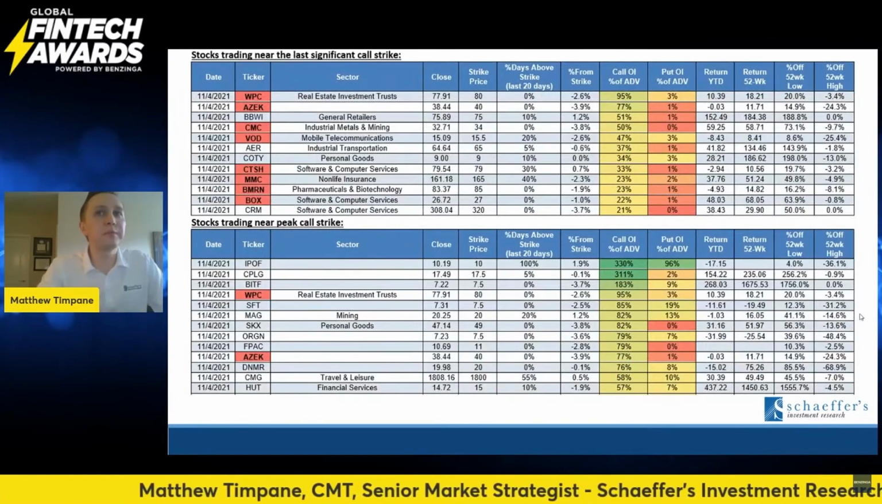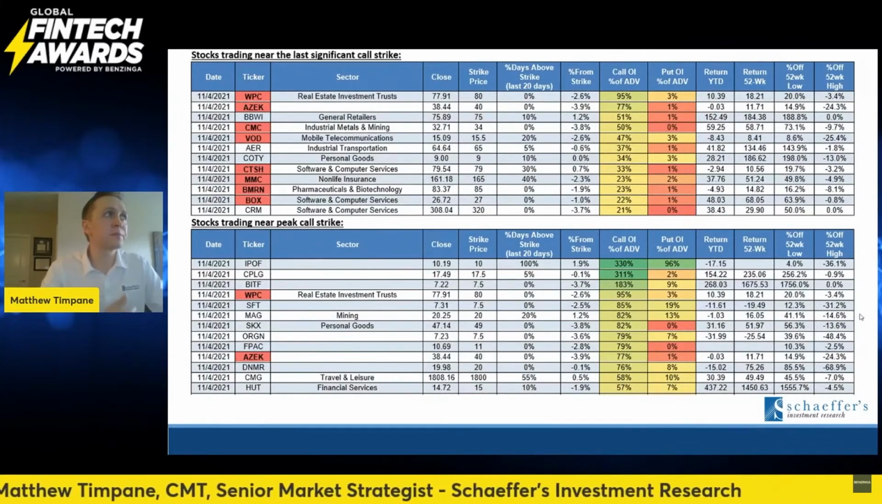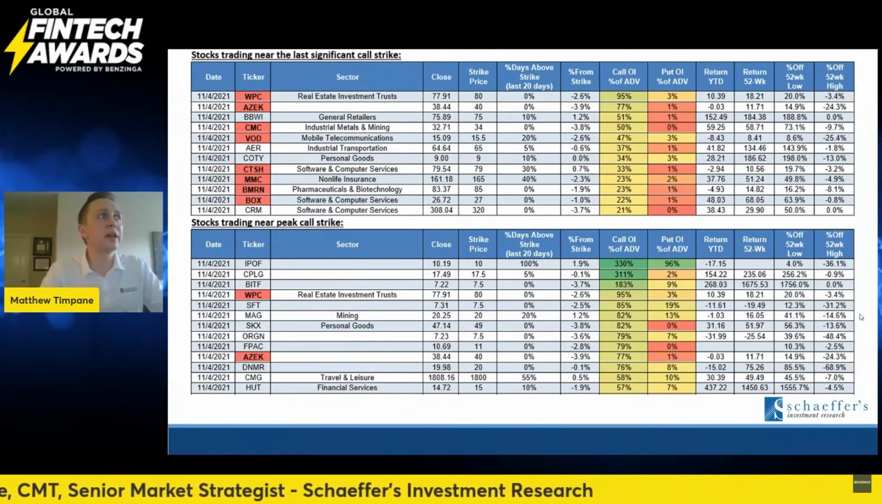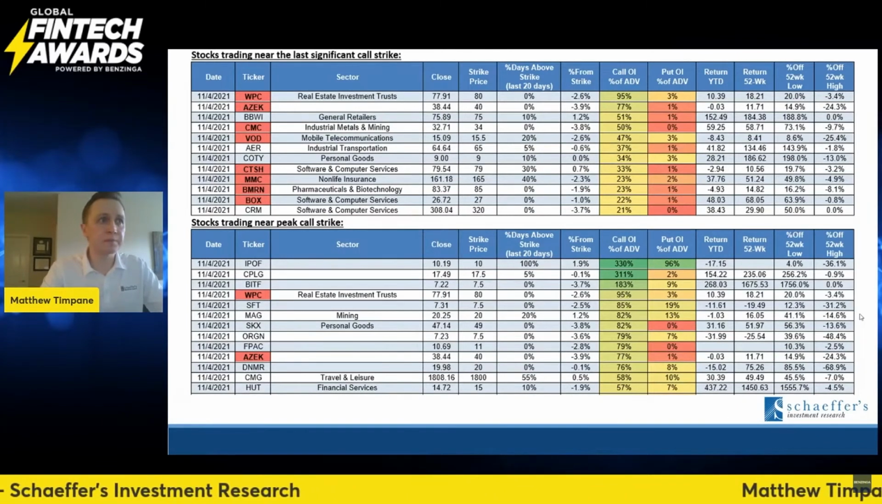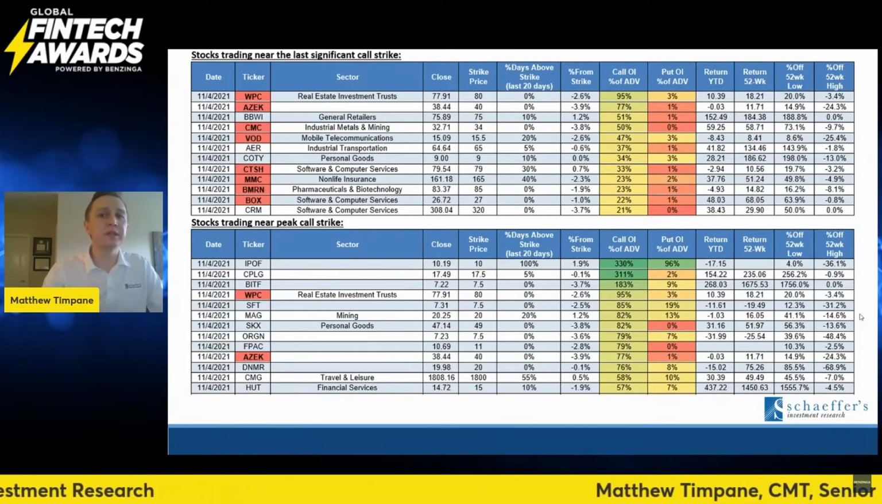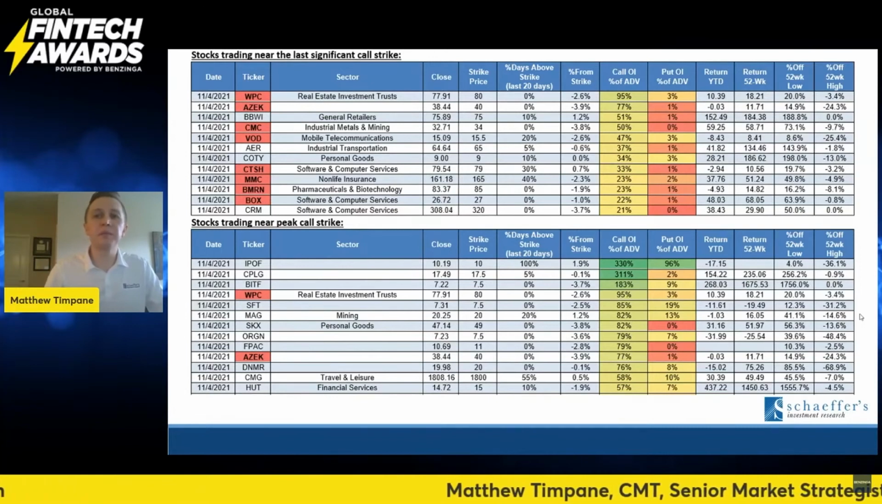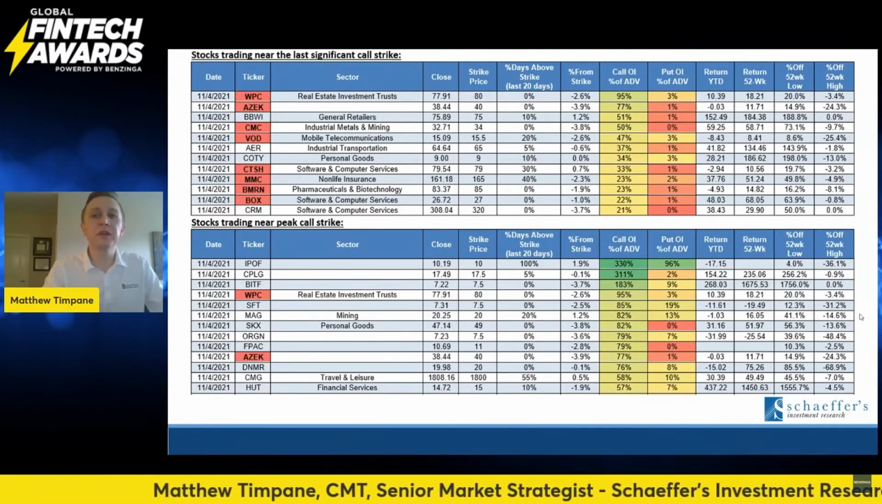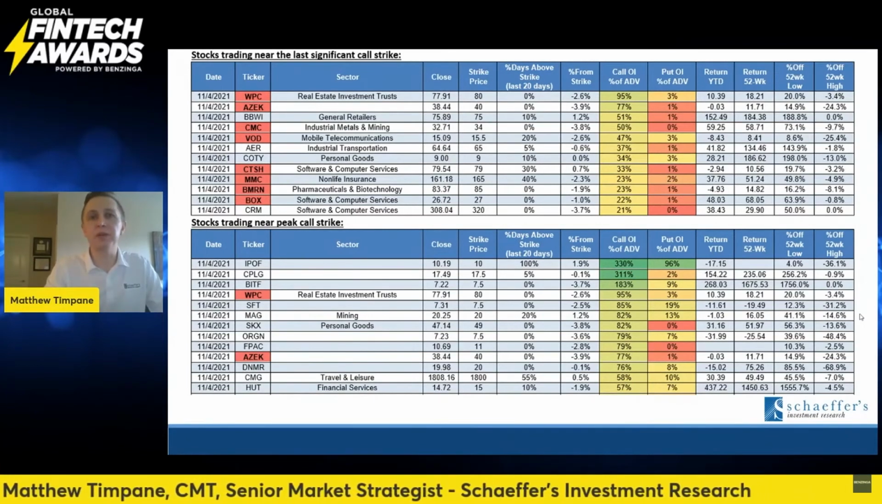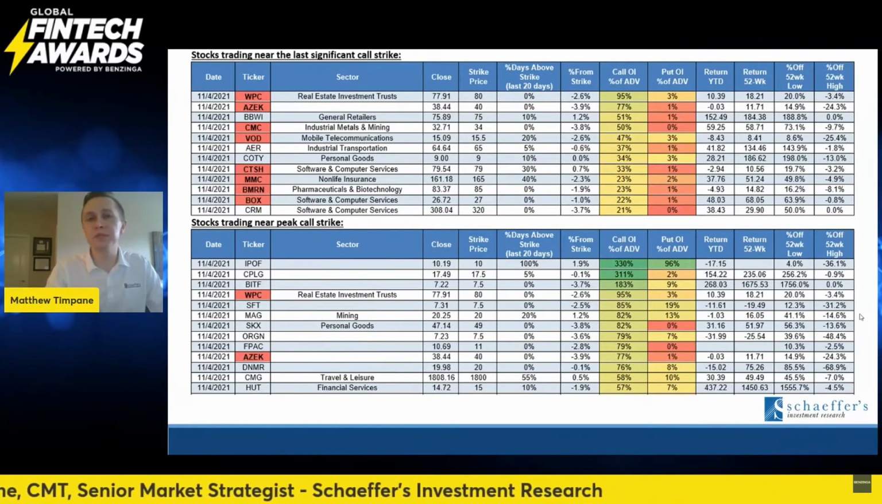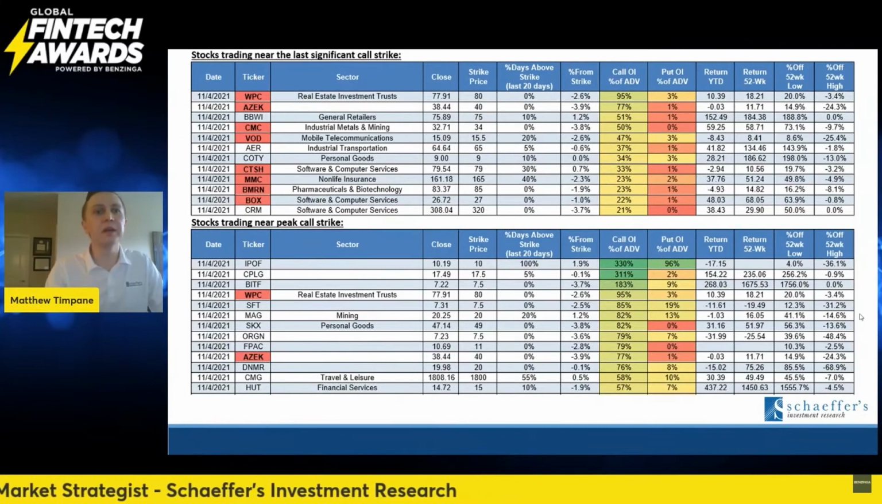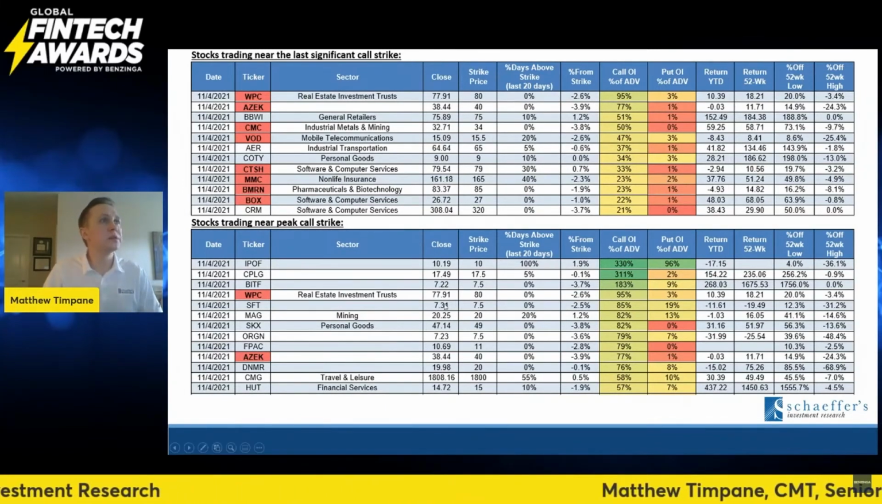This is probably one of my favorite screens: stocks trading near their last significant call strike or near their peak call strike. And the reason for this is peak levels can be resistance. And then if you break through those peak levels, you can have those gamma squeezes where you get those plus 10% moves in the stock, plus 20% moves in the stock, and the thing just keeps squeezing. So that's exactly how we use it.